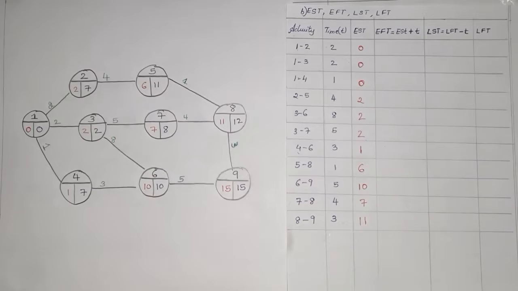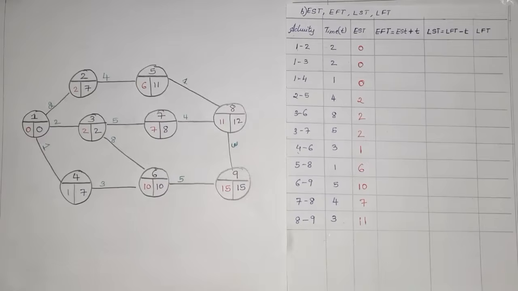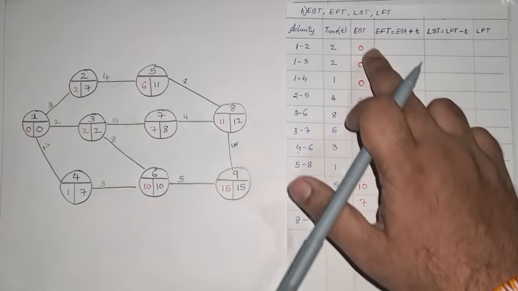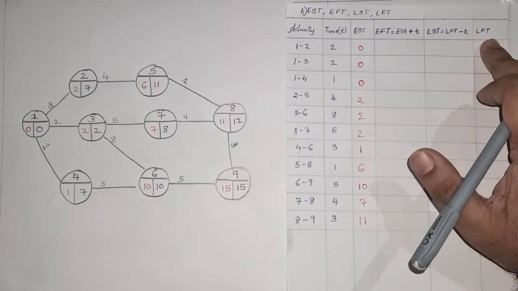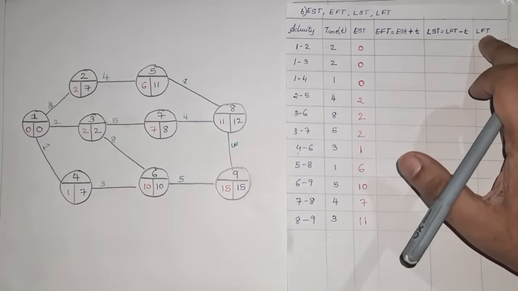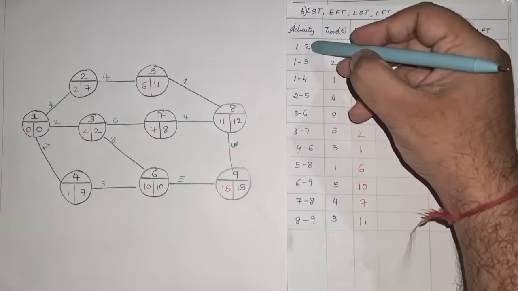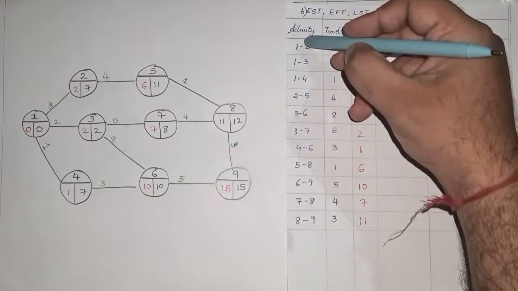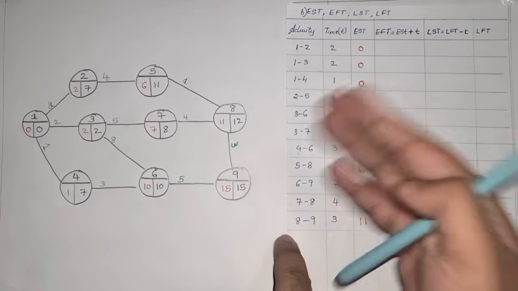Okay, as simple as that. The first step, always find the early start time. Now, after getting the early start time, come to the last column, that is the latest finish time. In order to find that, you have to look at the last activities and the latest time, that's the second part of the time.